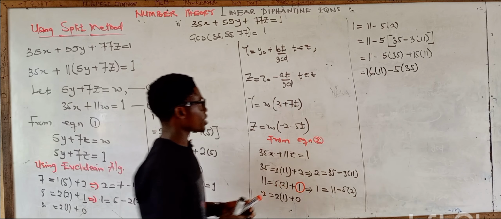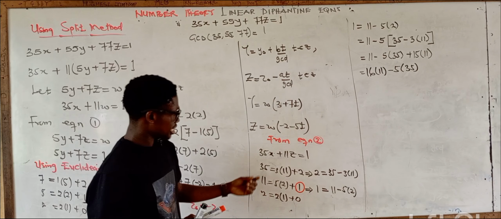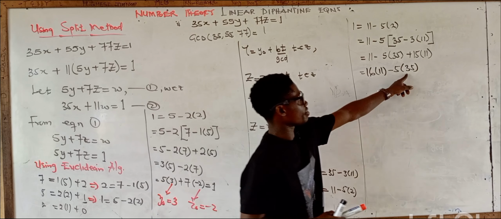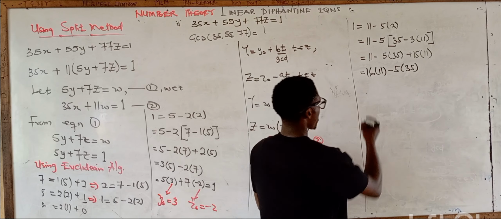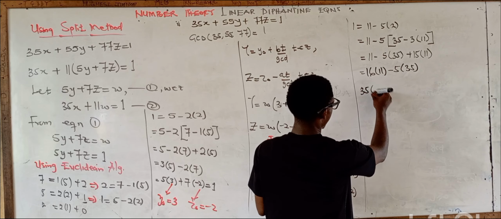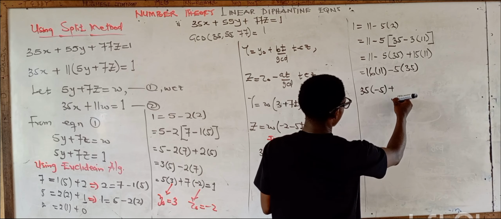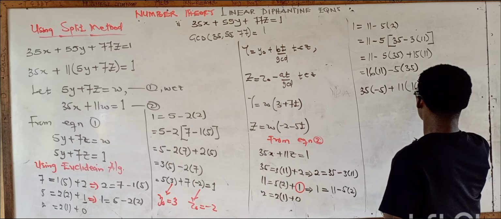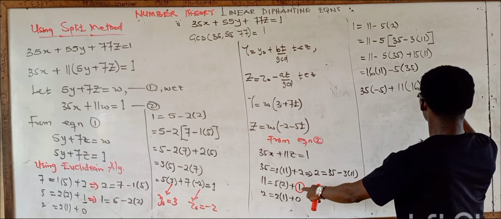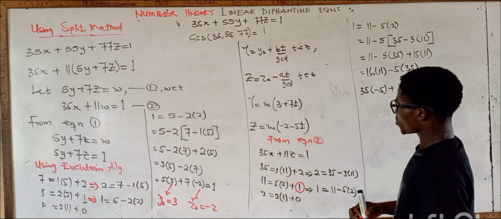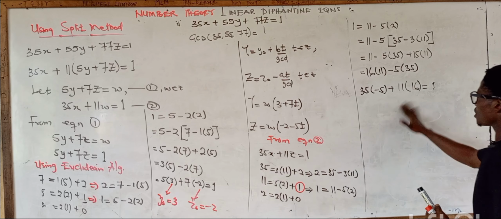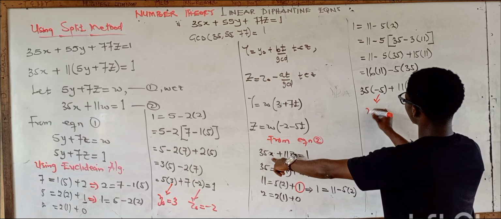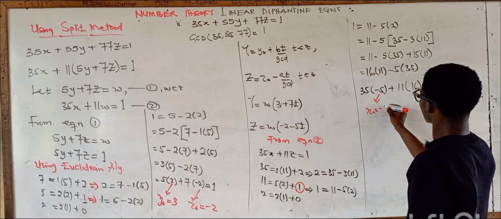Now once you read this one, we are going to rearrange this so that it will look like this. So 35 comes first. So we have 35 into brackets minus 5, then we have plus 11 into bracket 16. And this is equal to the GCD, which is 1. Since the initial equation was equal to 1, we are just going to leave it like this. And then this one becomes our x naught, which is equal to minus 5.